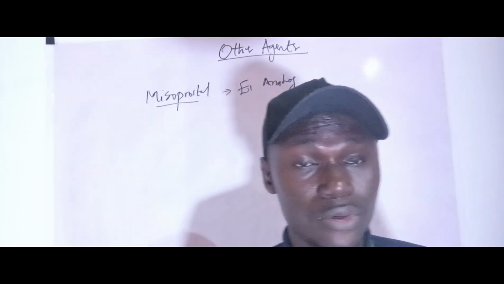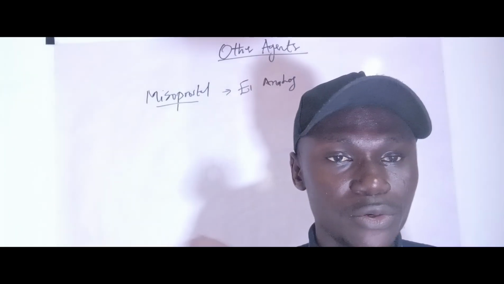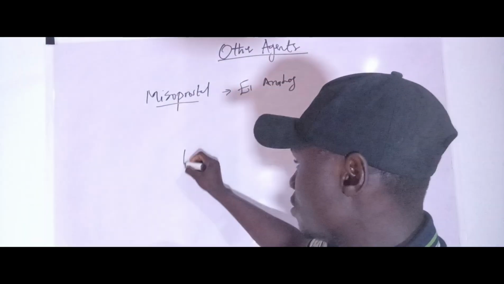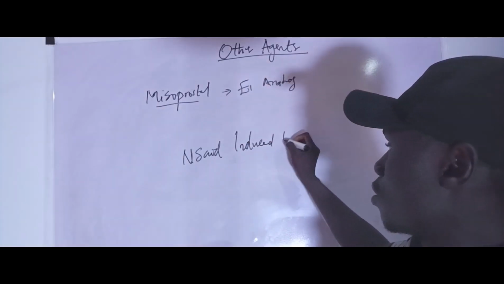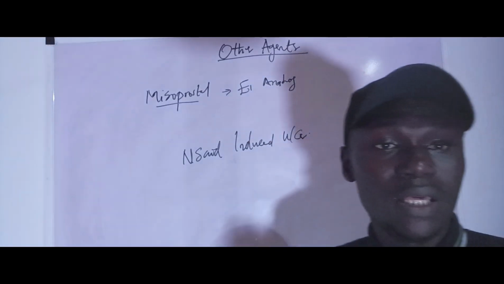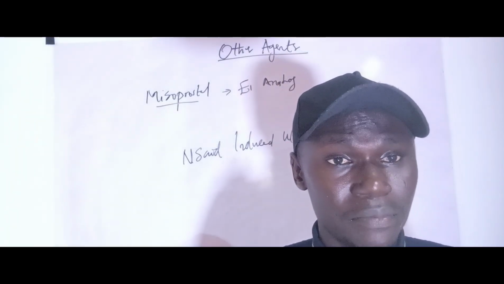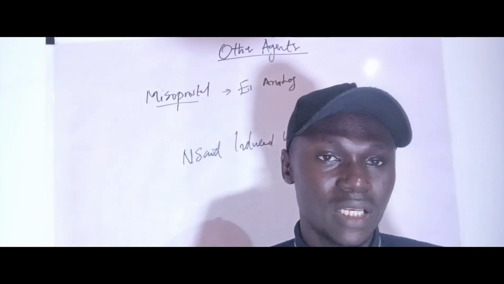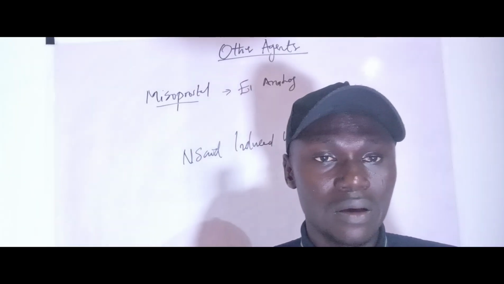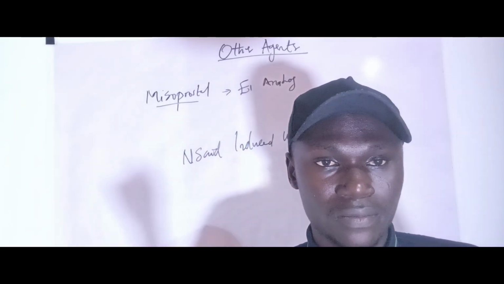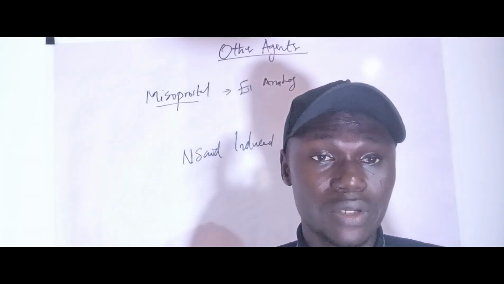So what is it used for? Misoprostol is the specific drug for NSAID-induced ulcer. I didn't say it's the drug of choice. The drug of choice still remains PPI. Remember, in the first video, we said that PPI is the drug of choice for all ulcers except stress-induced ulcer.